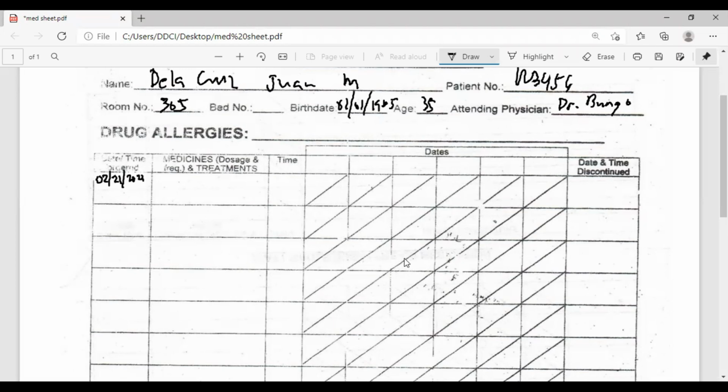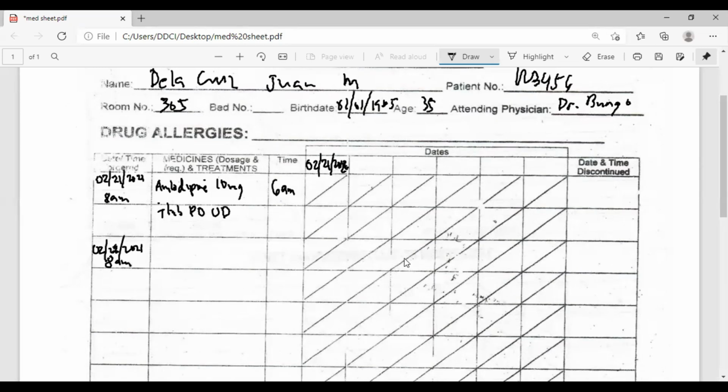02/21 2021 8 a.m. So we have, let's say, amlodipine 10 milligram 1 tab PO OD. Okay, so the timing here is 6 a.m. Okay, so we have here, this is 21, then 2021. Okay, then we have another medication, let's say 2021, around the same time, 8 a.m.